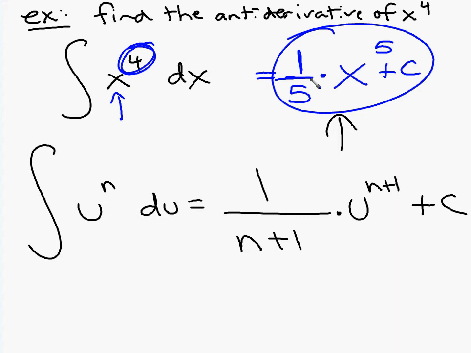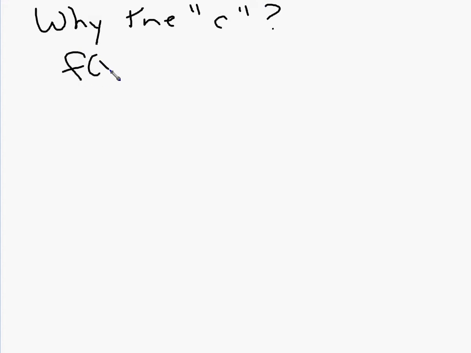All right? So if I wanted... let me come back to the constant idea, because we need to put this in notes. Why the c? Why the c? Well, think of this. F of x, let's say my original function was 6x squared plus 7.